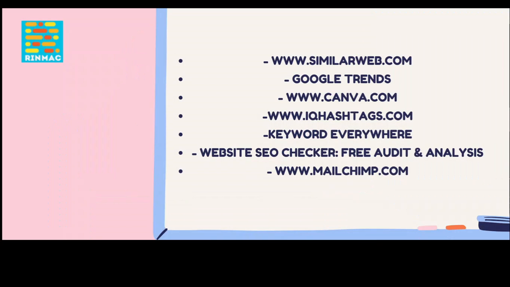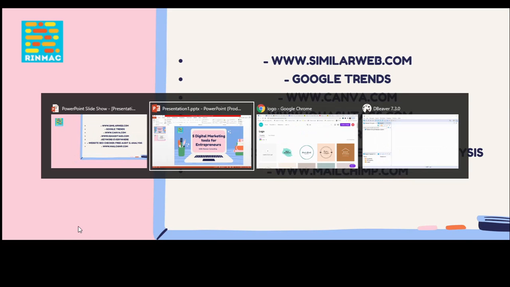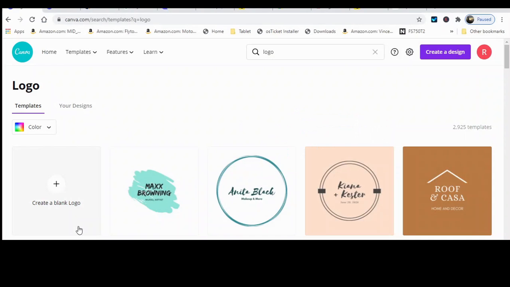But real quick, I'm going to go through this list. As you can see, we've got Similarweb, Google Trends, Canva, IQ Hashtag, Keyword Everywhere, and the 2 bonuses. So let's get right into it. All right, let's start with Canva because I love this tool.